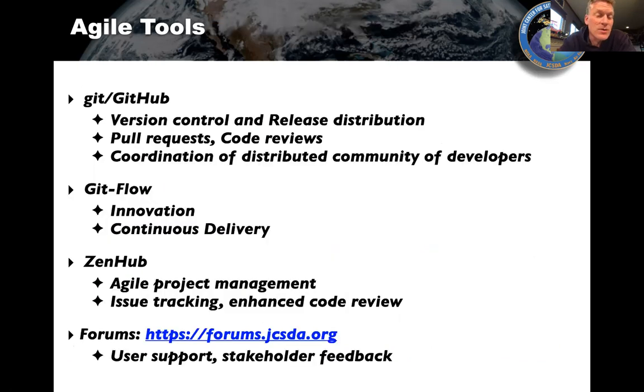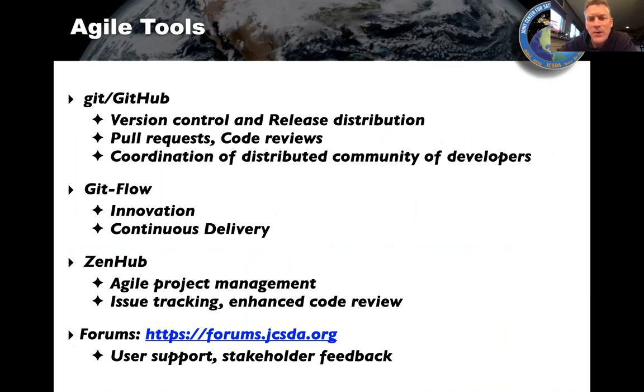So some of those are the principles behind the approach, the tools we actually use to implement this. You've seen how Git works throughout the week. So Git is the version control system. GitHub is the online repository host platform. And so this is what we use for version control, for distributing our releases, for doing pull requests and code reviews, and for coordination of our distributed community.